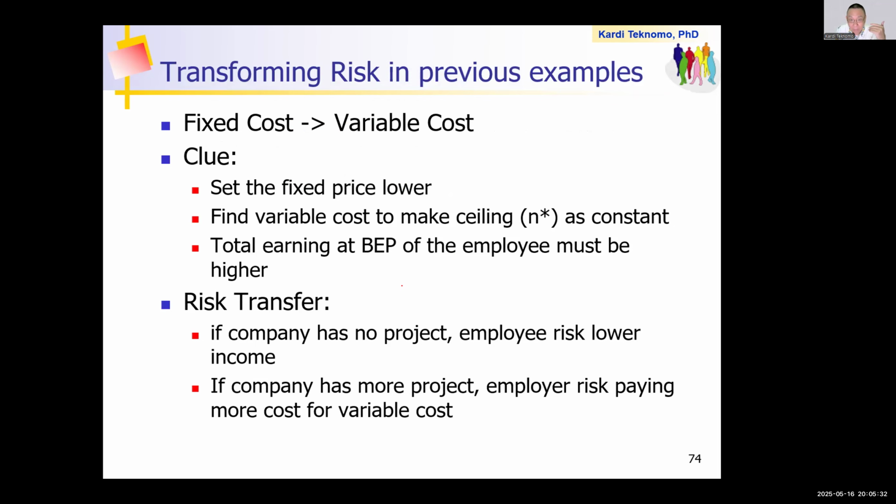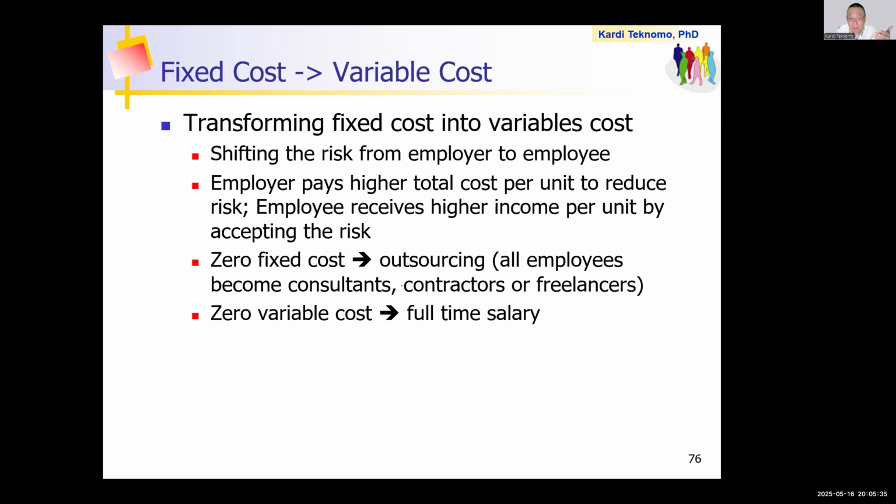Okay, so if you do this based on PEP, then you will see there are variables that you can use to calculate the probability of this. So, shifting the risk from employer to employees and vice versa. At zero fixed cost, that means you outsource everything, right? At zero variable cost, that means you pay full-time salary without bonus.